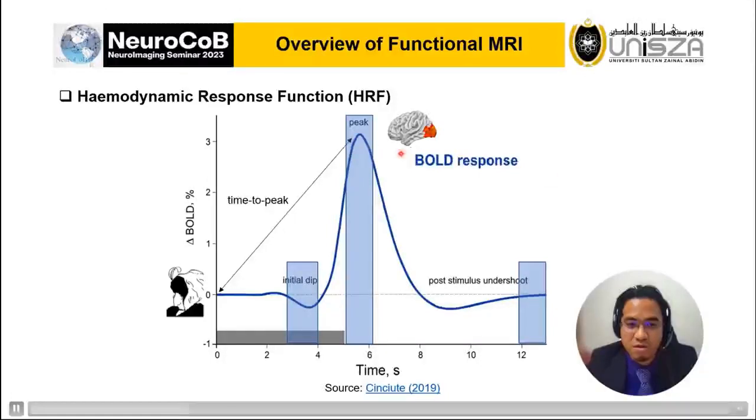It is also important to keep in mind that the time to peak may differ according to the type of stimulus. For example, the time to peak is longer for an auditory stimulus than for a visual stimulus. So in this case, this is an example of a visual stimulus. So let's say that you are hearing music or you are given a speech signal. The time to peak may be a little bit longer, okay?